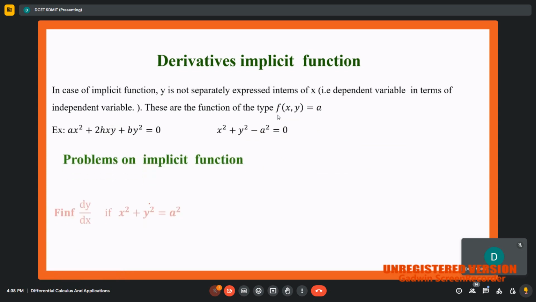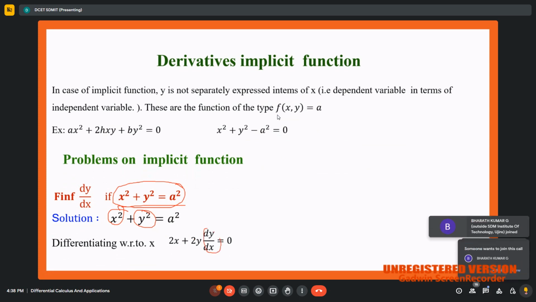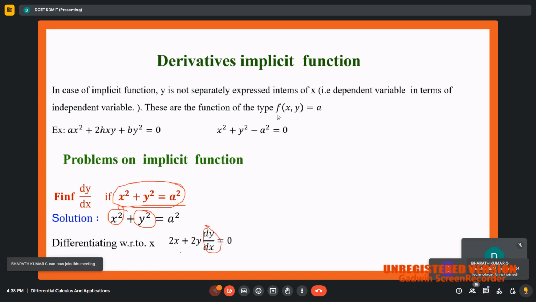Problems here. First one. Find dy by dx if x square plus y square is equal to a square. Now, I'll differentiate this one. X square. What is the differentiation of x square here? Differentiating with respect to x, the differentiation of x square is 2x plus the differentiation of y square is 2y into dy by dx. Why dy by dx? Y is a function of the x variable. So, this is 2x plus the differentiation of y square, that is 2y into dy by dx, equal to the differentiation of a square.